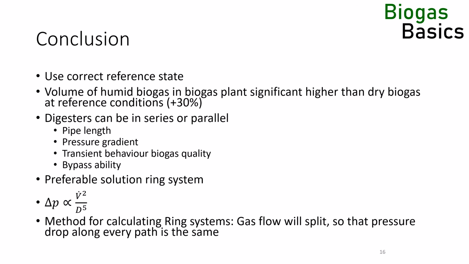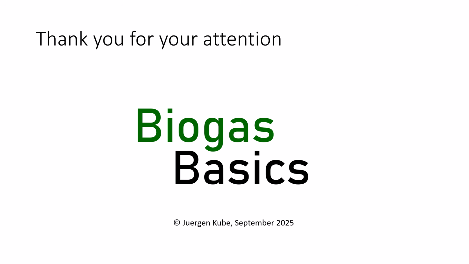When biogas can flow from A to B along different pathways, the flow will split in a way that the pressure drop along all routes is equal. I showed the effectiveness of this gas system with an Excel example. That concludes the first part of this mini-series about the gas system of biogas plants.